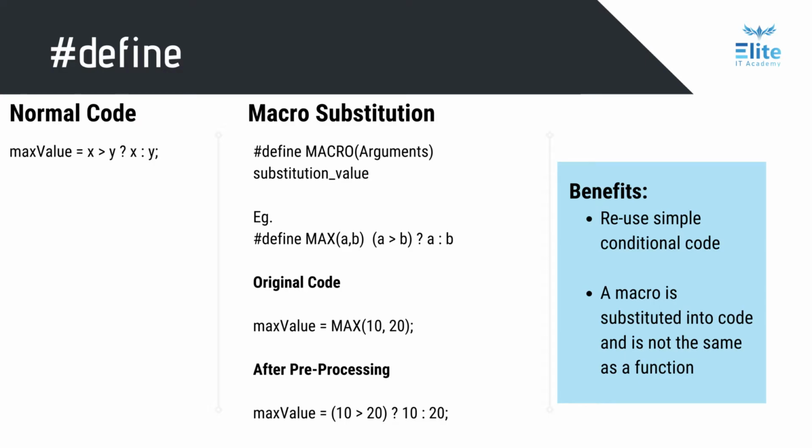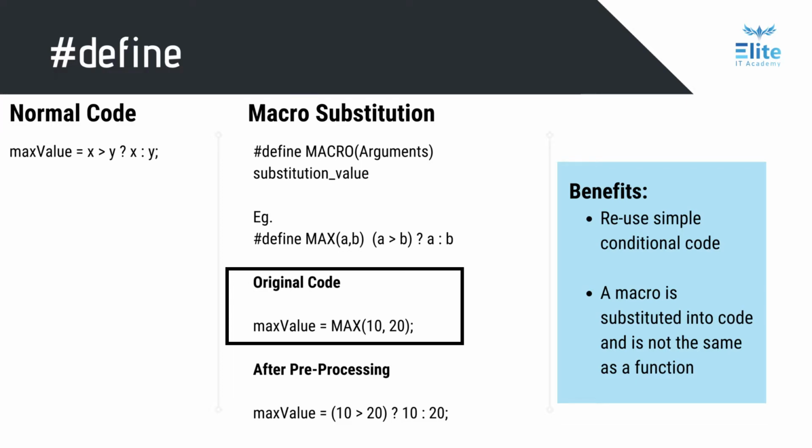The second use of the hash define compiler directive is in macro substitution. A macro is a single or multiple lines of code that will be substituted by the preprocessor. Unlike the earlier substitution we have discussed, a macro substitution involves the replacement of macro arguments as well. The macro max takes two arguments a and b. The substitution value is a ternary operator that returns the larger of a and b.